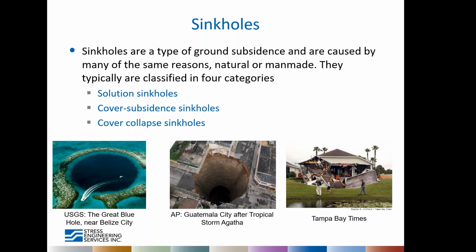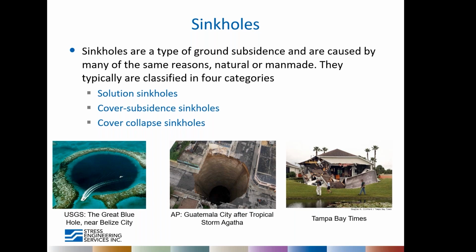The next category is sinkholes. Generally they happen a little bit quicker, and they're only really an issue in specific areas. Generally, they are caused by many of the same reasons as ground subsidence. They can be natural or man-made, and they're generally in three categories, which are solution sinkholes, cover subsidence sinkholes, and cover collapse sinkholes. Those categories have to do with exactly the way the sinkhole forms and how quickly it forms. There are a couple of examples that you can see in the pictures below.